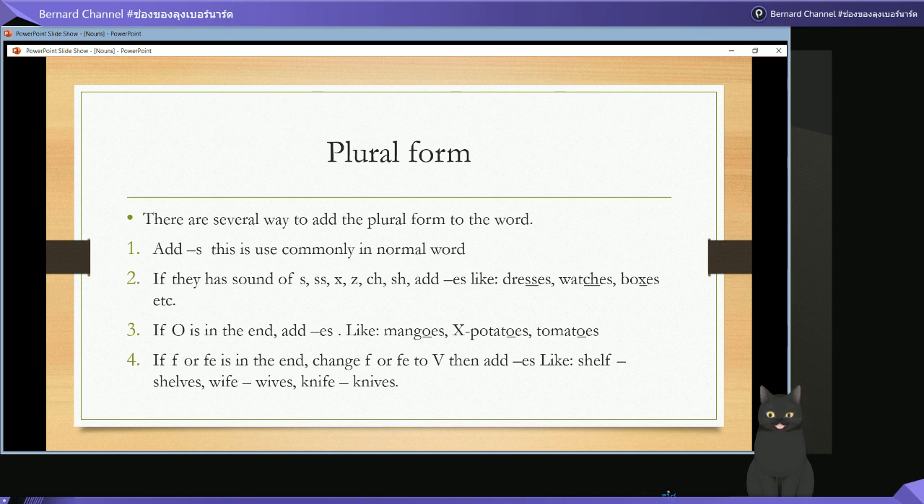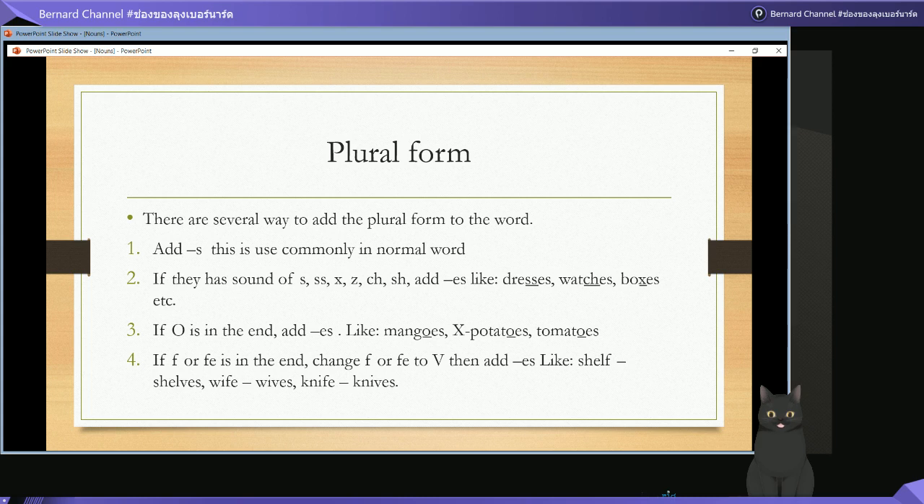Now here comes the second way. The second way is: if the word ends in the sound of s, ss, x, c, ch, or sh, add es. Okay, this is quite complicated. I already underlined the examples. Let's see the example of dress. You see a double s here at the end of the word, so just put es on it. Example of dress: you add es, and it is called dresses.